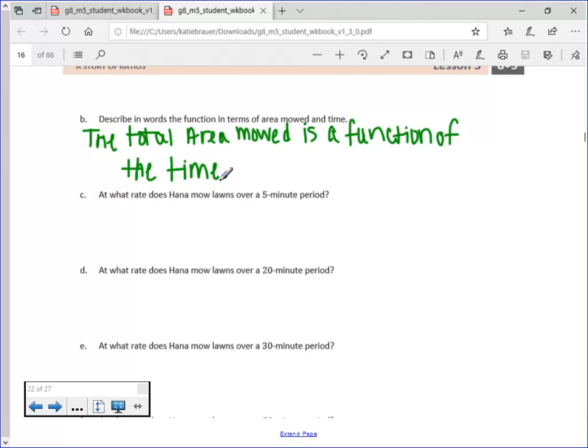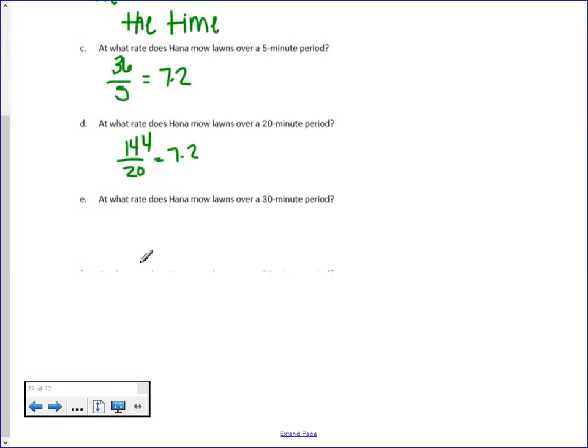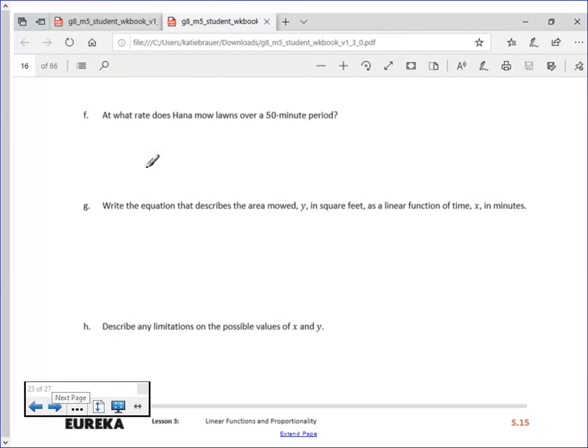We already did C. We just did all of this work. We took 36 divided by 5, got 7.2 square feet. For 20 minutes, we had 144 divided by 20, we got 7.2. And 30 minutes, we had 216. So we're getting 7.2. We already did a lot of that work, so I'm just quickly writing it down. The last one is 360 divided by 50. We got 7.2 again. Now it says write an equation.